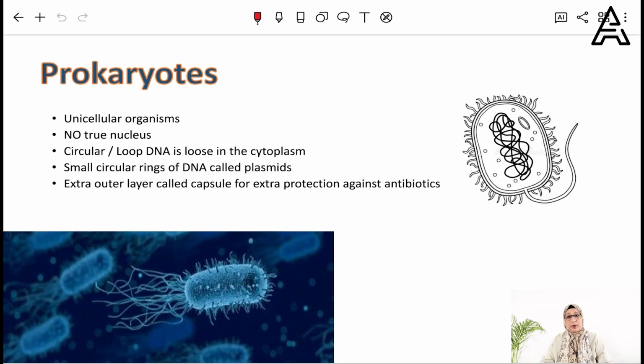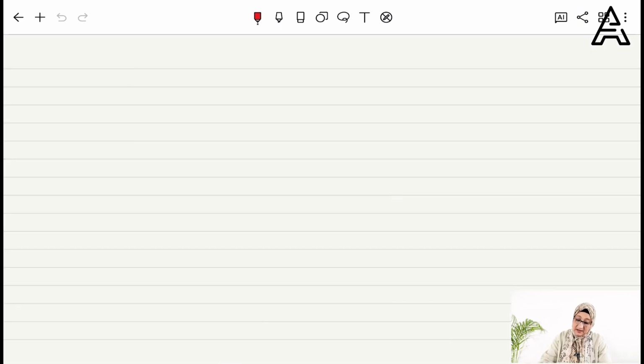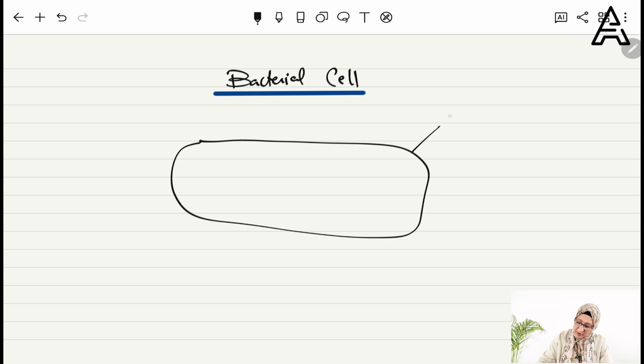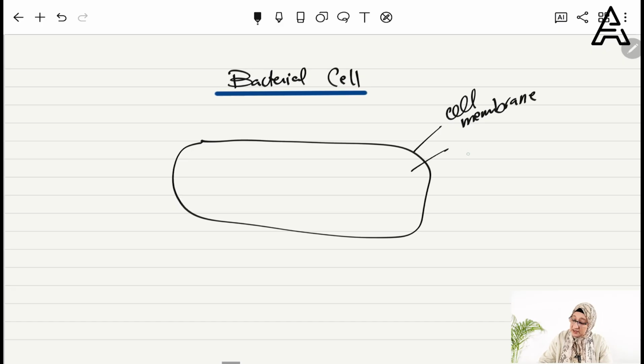A third type of cell is the prokaryote, the bacterial cell. Let's draw it in the same manner as animal and plant cell. Again, bacterial cell, whatever I draw in black is a similarity with the animal and the plant cell. In color, this means differences. Okay? Bacterial cell. So, the outer layer surrounding the cell, this is the cell membrane. All what's inside the cell membrane is the cytoplasm. Again, it has a cytoplasm.